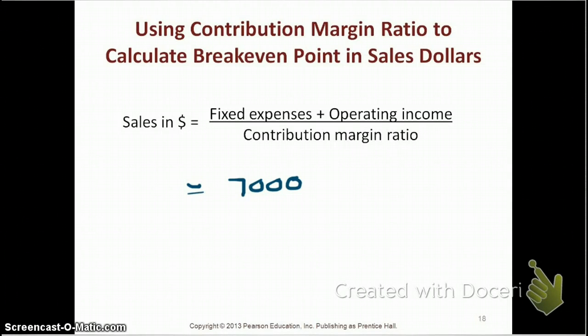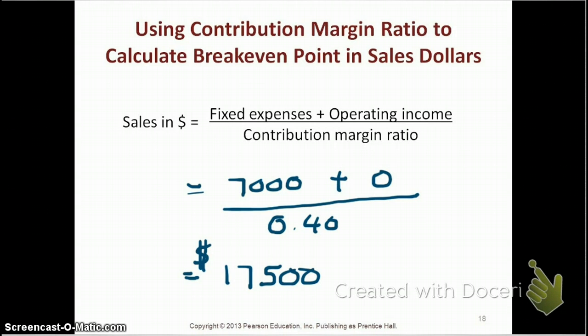Using the same example as before, we know that our fixed expenses is $7,000. Our operating income is 0 at break even, and then we divide that by our contribution margin ratio, which we calculated to be 40%. So we divide that by 0.4, which gives us our break-even sales to be $17,500. Again, this particular formula does not calculate your units, but calculates your break-even point in sales dollars.